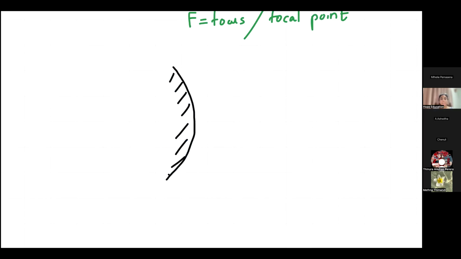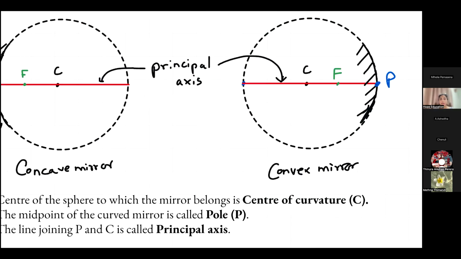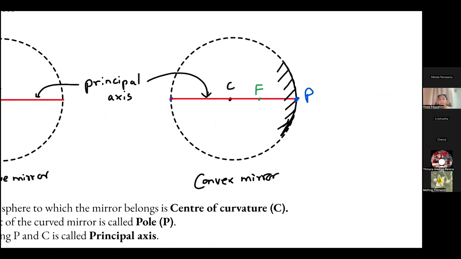Here is a convex mirror. This is the front of the mirror, and this is the back of the mirror. So the center of curvature is behind the mirror. Right? The center of curvature is behind the mirror.